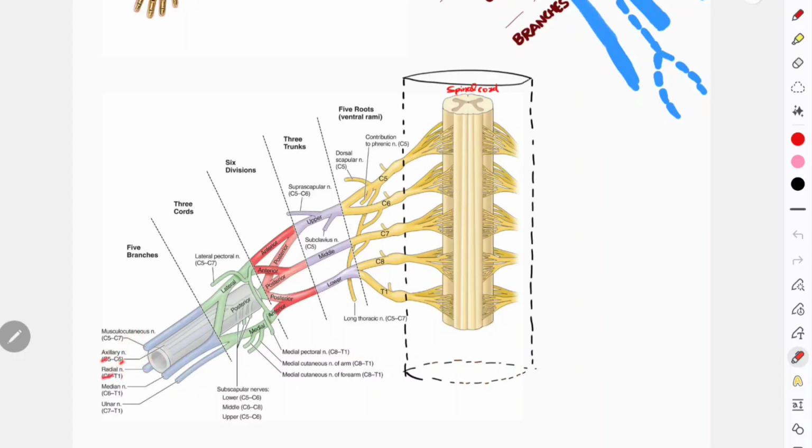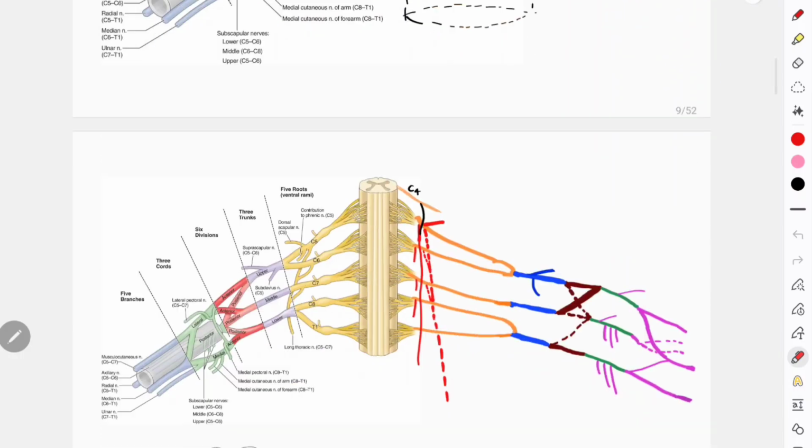There is C5, C6 and C5 and C6 and T1. And this remaining division of the medial cord is from ulnar nerve. See, MARMU: musculocutaneous nerve, axillary nerve, radial nerve, median nerve, and ulnar nerve. So just have an overview. We'll discuss in depth in further lectures.